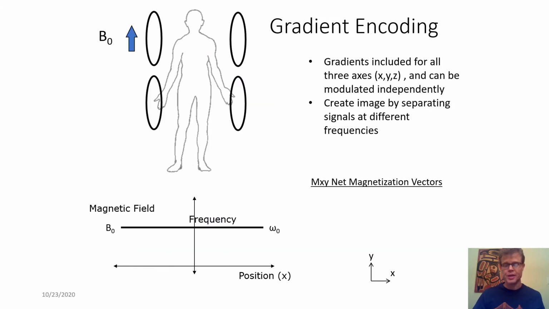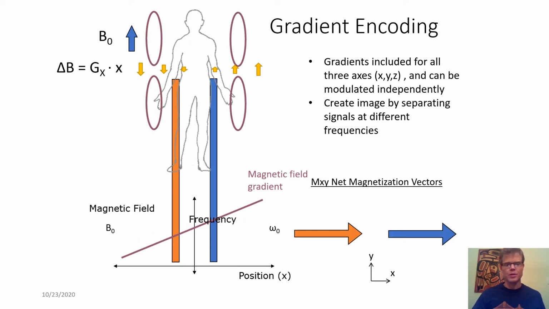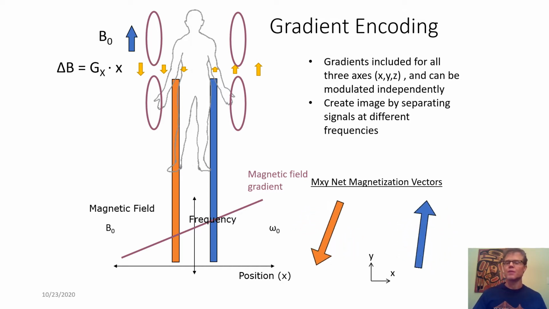And just to show it again in a different direction, if we apply the gradient in the x direction, we look at net magnetizations from two different locations in x. Again, we see the same phenomenon where the magnetic field gradient creates these differences in resonance frequency as a function of position. And what frequency encoding is going to do is create an image by separating the signals at these different frequencies.